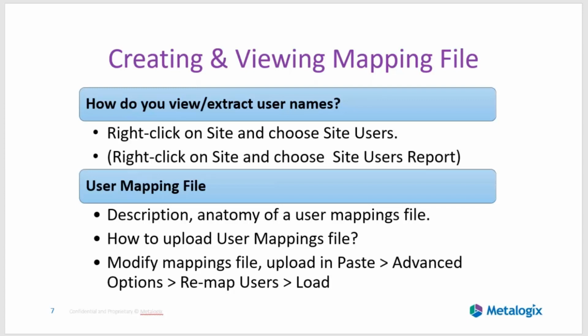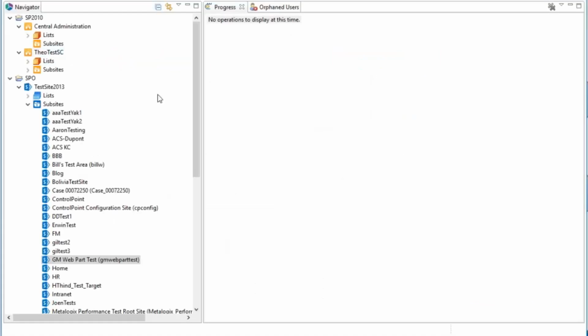And unless you have a specific user mapping for those disparate users, they will not show up on the target. So how do we do that? We create a user mappings file. Now, the way we do that, there's a couple steps involved. First step is you have to create a user's report from both your source and target.